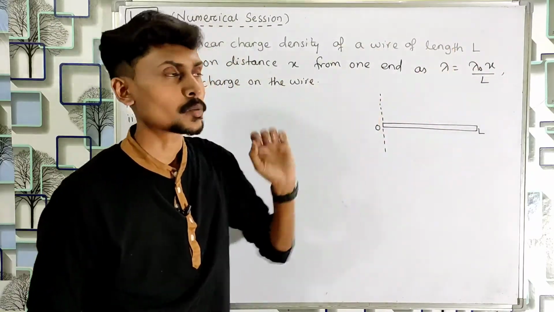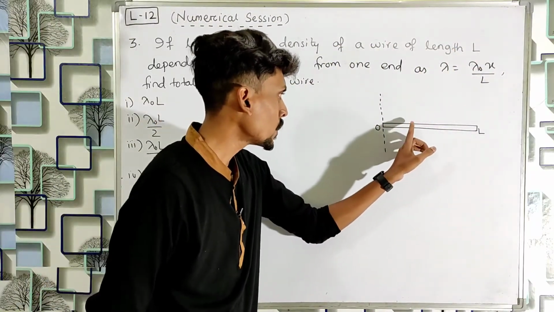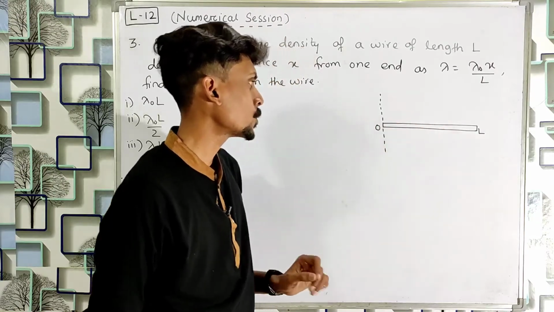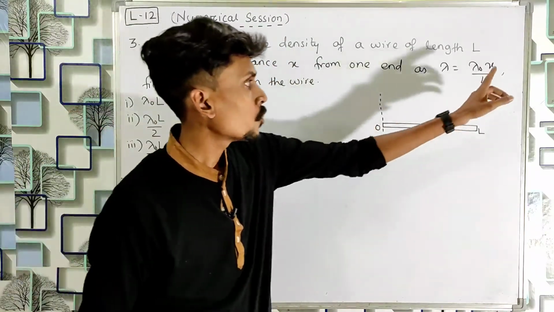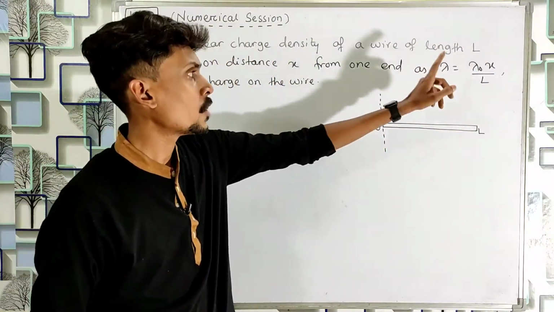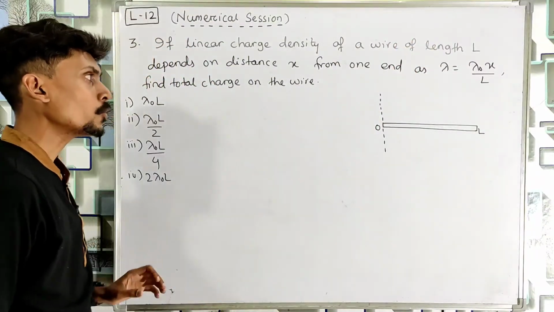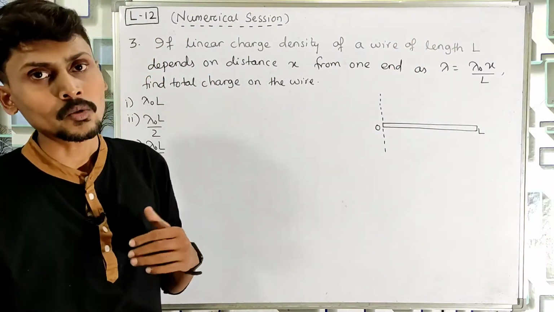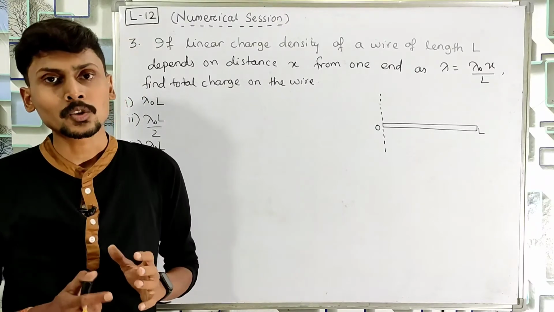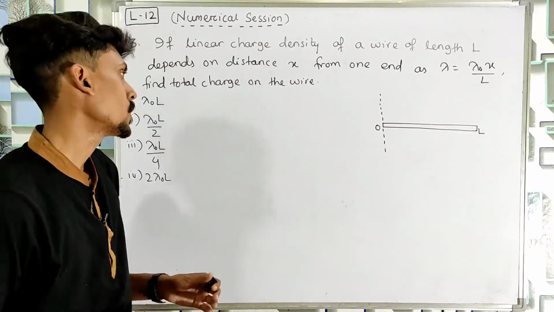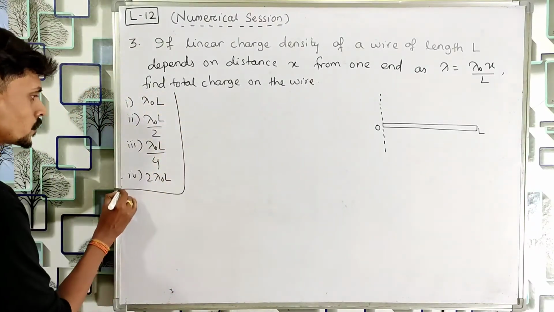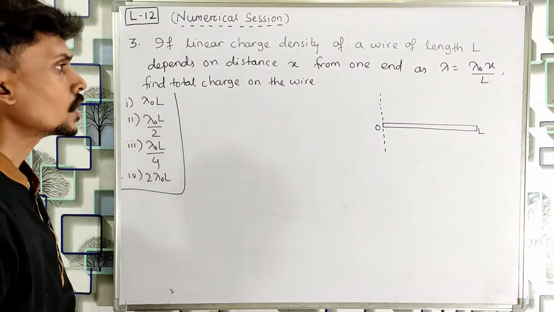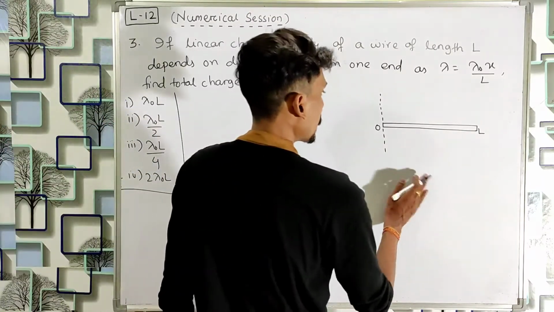Lambda naught is a constant quantity. So if you choose different points at different distances from the point O, x will be different, and that's why lambda will be different. And here we have to find what is the total charge on the wire. So we have to solve this question like the previous one, and again you have got the 4 options, you have to choose the correct one. Again, let us solve this question.